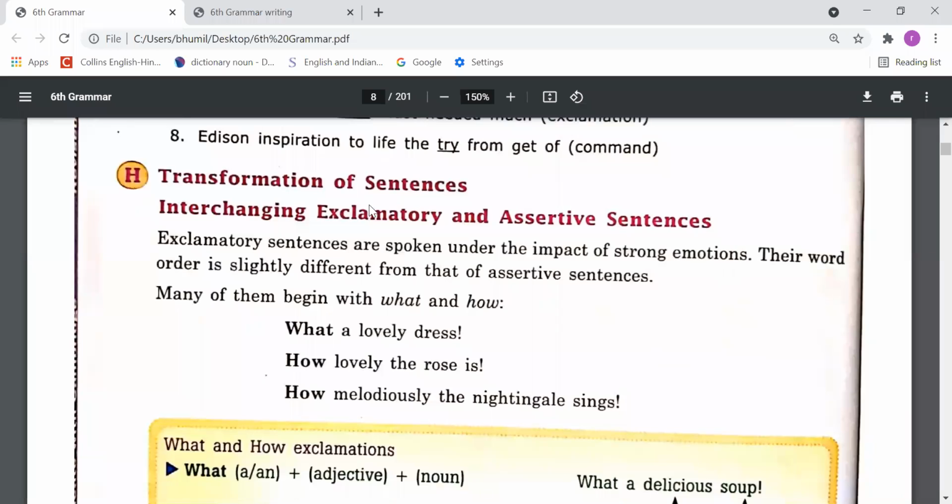Transformation of sentences, interchanging exclamatory and assertive sentences. Dear students, in this part, we need to understand how to change exclamatory sentences into assertive sentences and how to change assertive sentences into exclamatory sentences. Right? Exclamatory sentences are spoken under the impact of strong emotions. Their word order is slightly different from that of assertive sentences. Many of them begin with what and how. What a lovely dress. How lovely the rose is. How melodiously the nightingale sings.